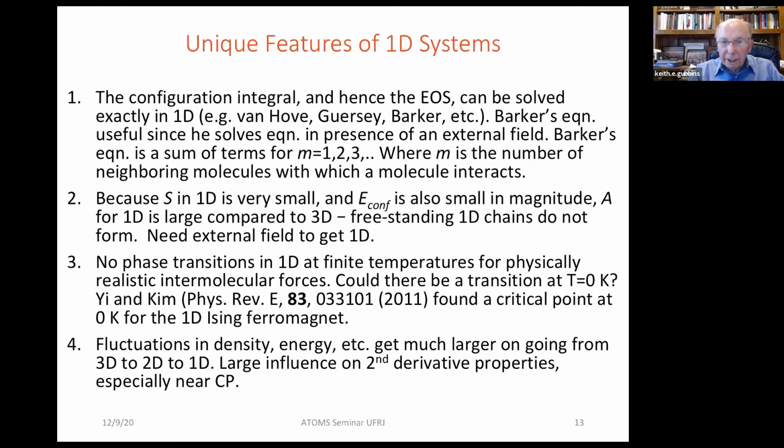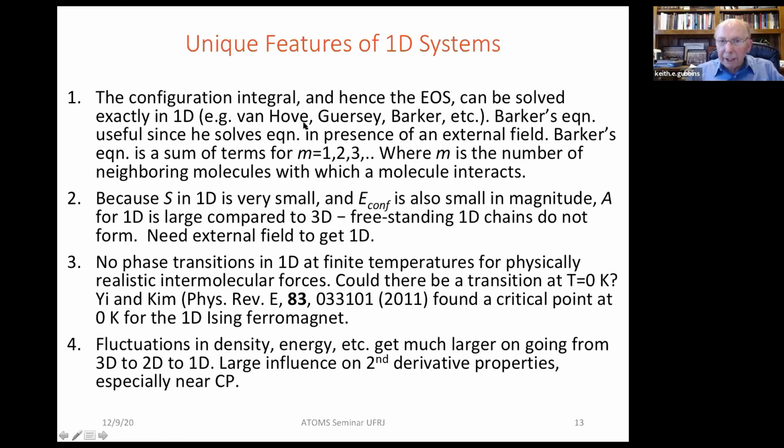He imagined this tunnel that had no molecules in it, surrounded by linear wires of molecules that exerted a field on any molecule that was in this central cylinder. So a good model if you want to model molecules in nanotubes, for example. And because you can solve the configuration integral, you get an exact equation of state.